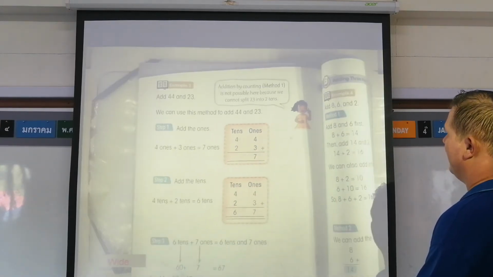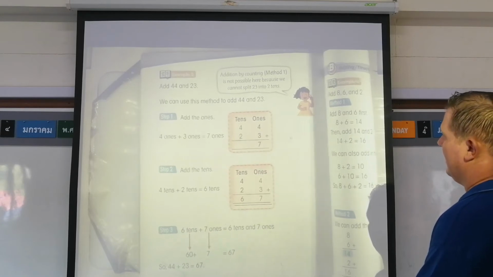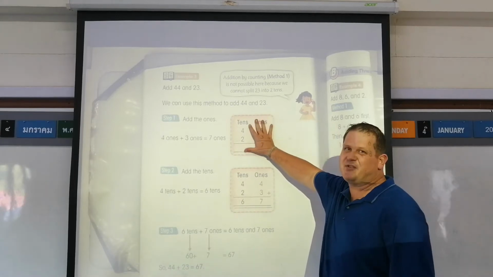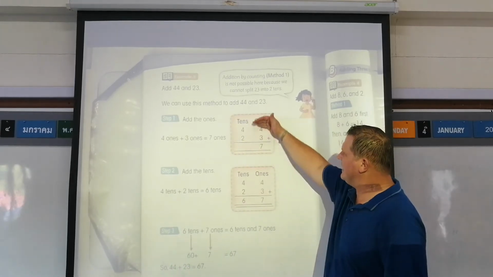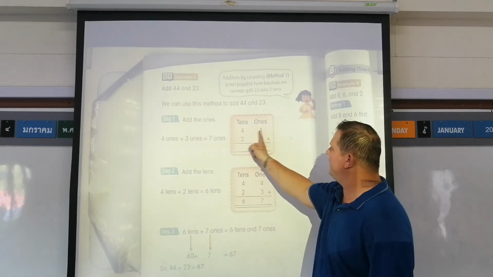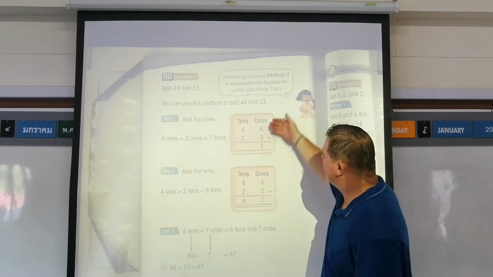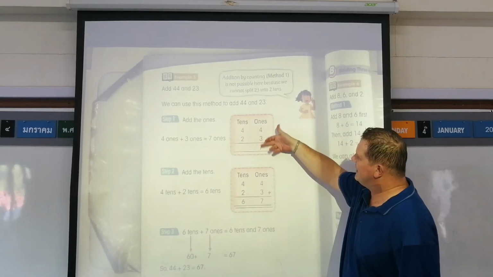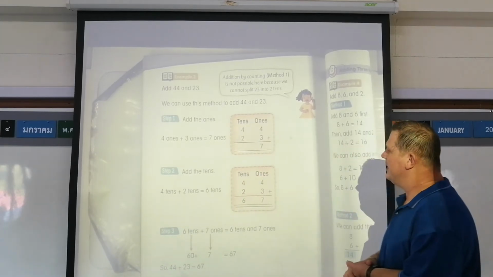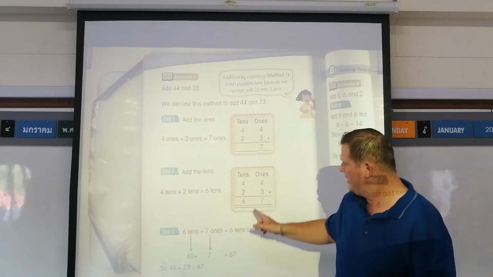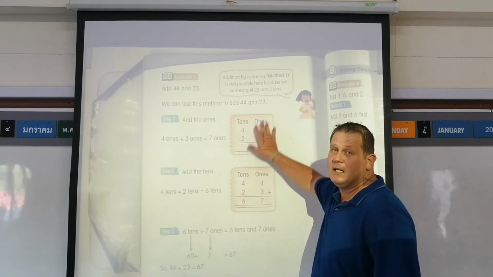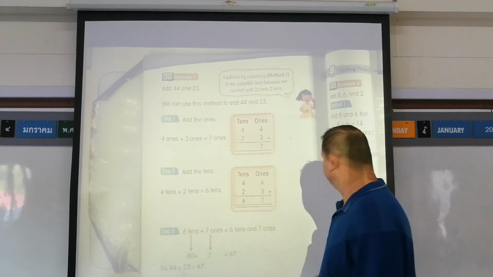Okay, what do we have here? We can use this method to add 44 and 23. It's what I've shown you guys, right? Writing it underneath each other. Add 44 and 23, so you write 44, you write 23, you just add the 4 and the 3, you get a 7, then if you add the 4 and the 2, you get a 6, and then you answer 44 plus 23 is 67, alright? This is probably the easiest way, guys, of adding two numbers together.